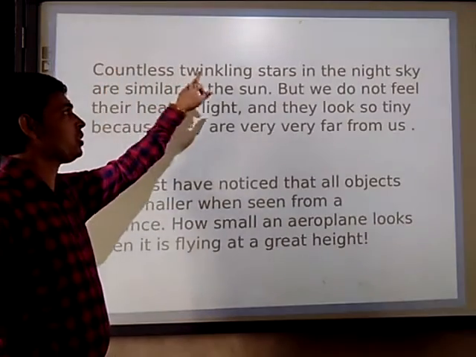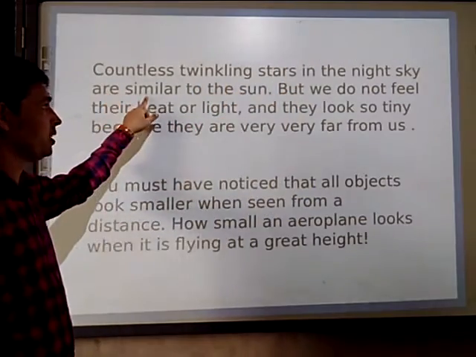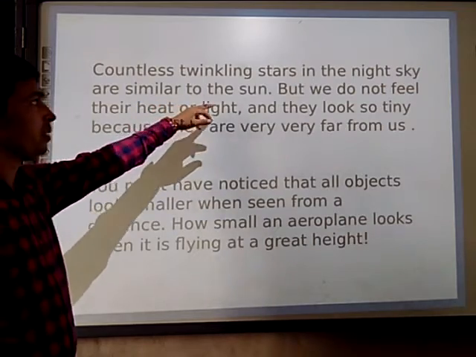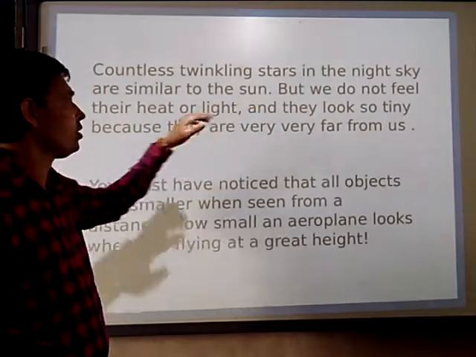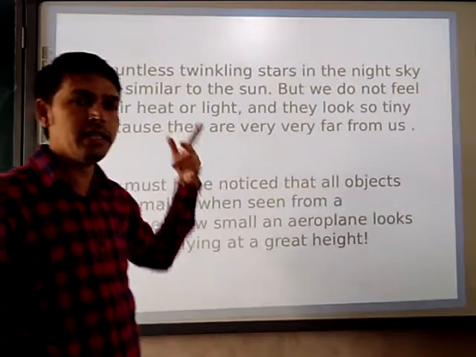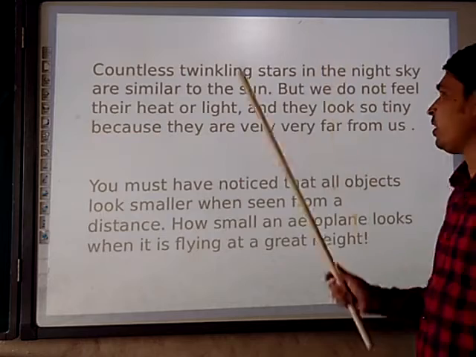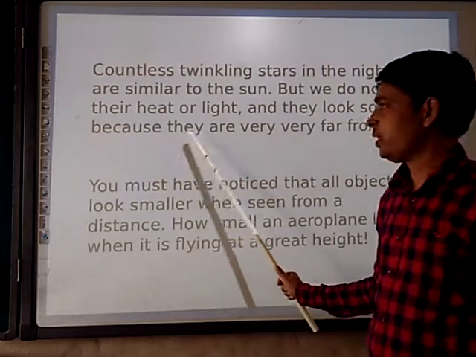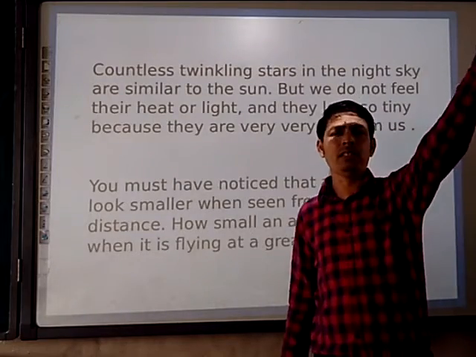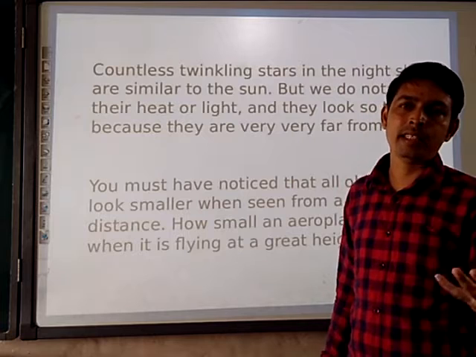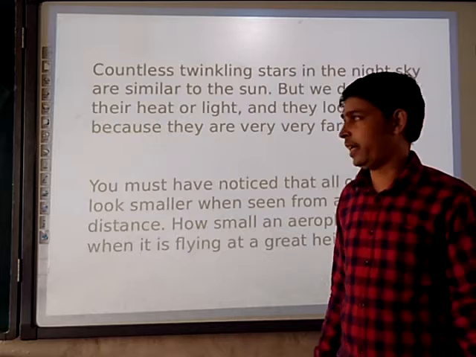Next, countless twinkling stars in the night sky are similar to the sun, right? Because they are also stars and the sun is also a star. But we do not feel their heat or light. The reason is that they look so tiny because they are very far from us. That's why we do not feel their heat. The sun is near to us. That's why we feel the sun's heat and have sunlight.